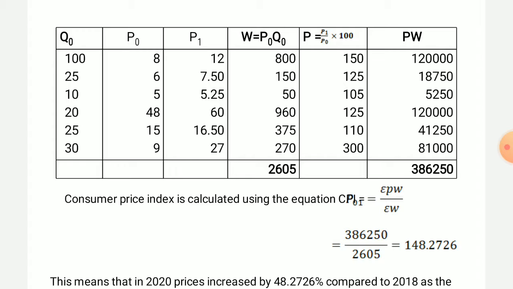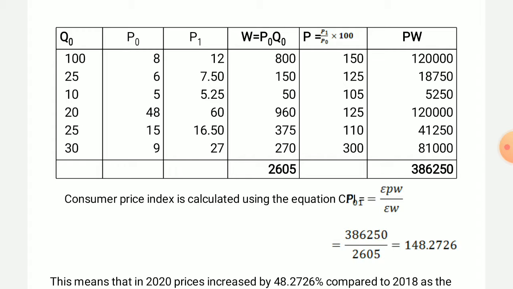So then calculate P into W is equal to PW. In the last column, 800 into 150 is 1,20,000, 125 into 150 is 18,750, 105 into 50 is 5,250, 125 into 960 is 1,20,000, 110 into 375 is 41,250, 300 into 270 is 81,000. Therefore, sigma PW is equal to 3,86,250. Sigma W is equal to 2,605.